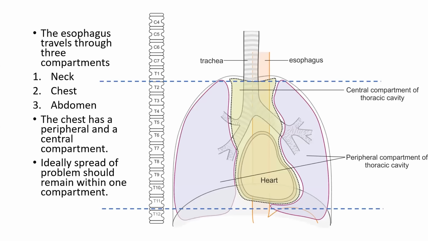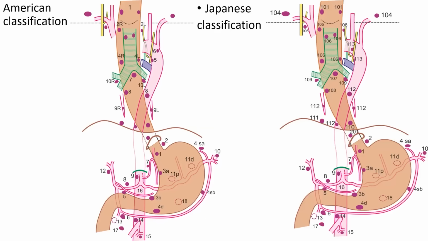And I want to explain a concept that whenever there is a cancer, it travels through compartments. And there are 3 compartments: neck, chest, and abdomen. And the chest is divided into a central and peripheral compartment. And ideally, if there is no spread, it will remain in one compartment. So esophageal cancer restricted to central compartment or going to neck compartment or going to abdominal compartment is a concept we should be clear about, because the lymph nodes are classified according to these compartments.